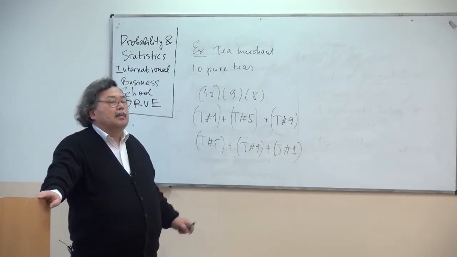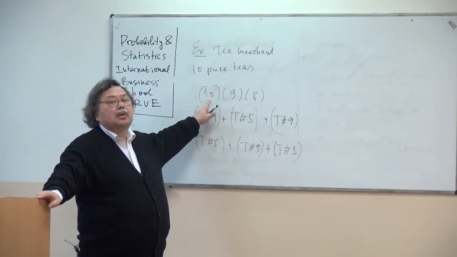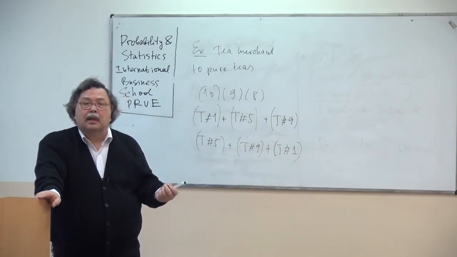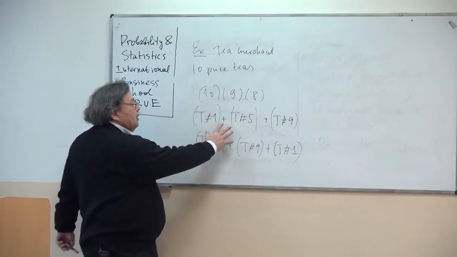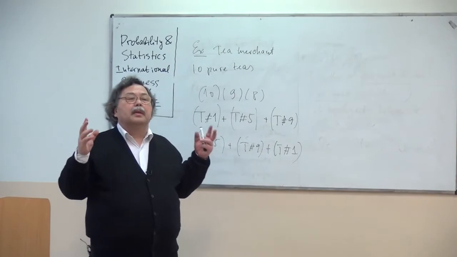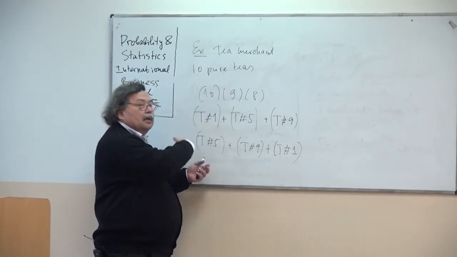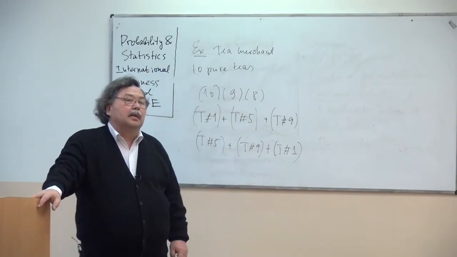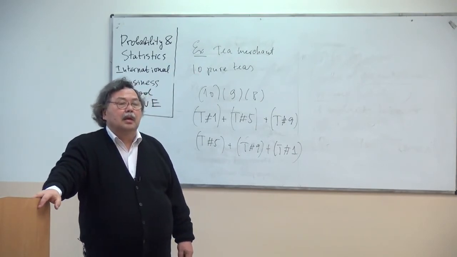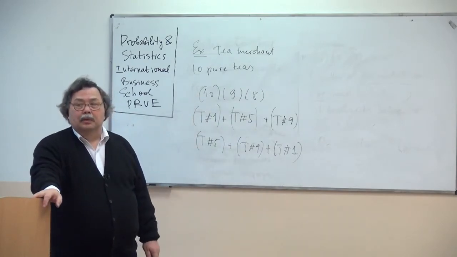Question: how many times will the same mixture be counted in this total quantity? How can we compensate for this? Now the answer is this: the same mixture will appear in this total quantity as many times as the number of times we can rearrange these three pure T's, which is 3 factorial. It's the number of permutations. So to get the right answer, we need to divide this by 3 factorial, okay?